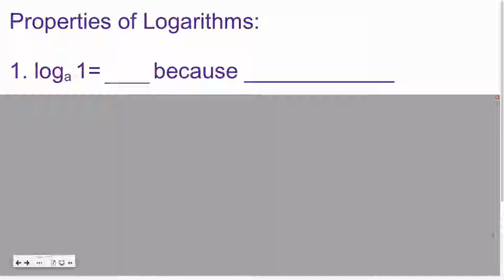Go ahead and write this down. Log base a of 1 equals blank because. And as you're writing it down, maybe talk at your pod a little bit. What do you think that blank is supposed to be? Log base a of 1 equals blank. What should go there? Have a discussion.